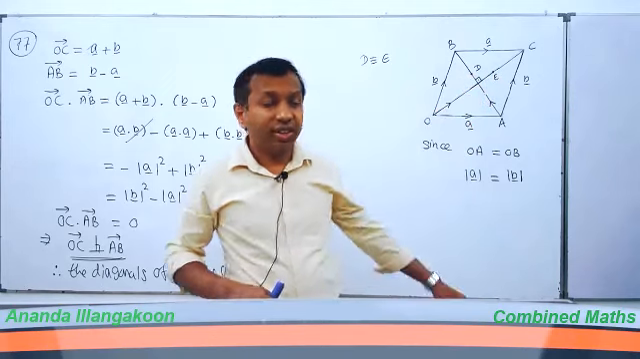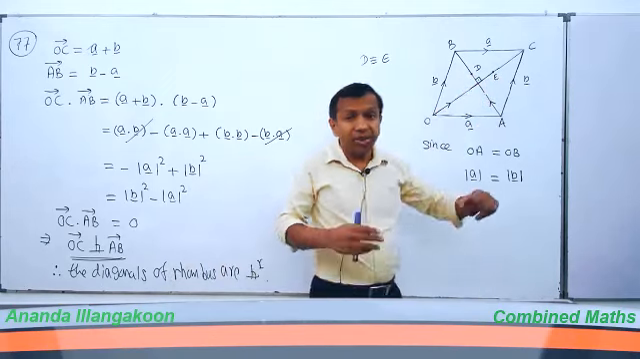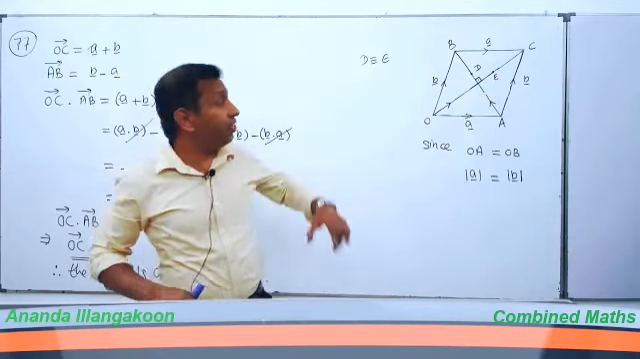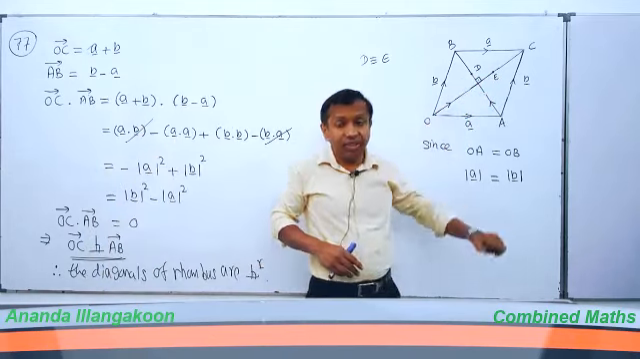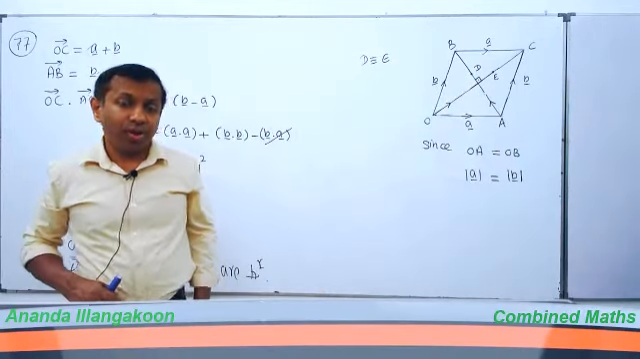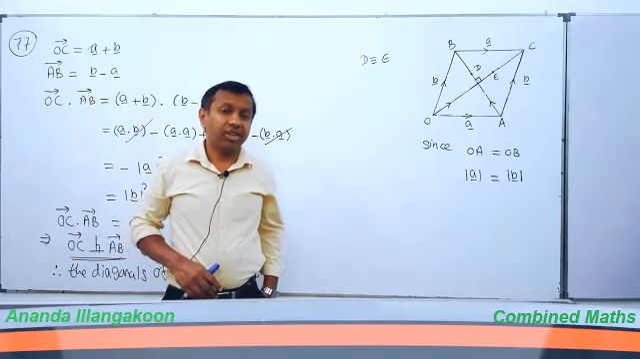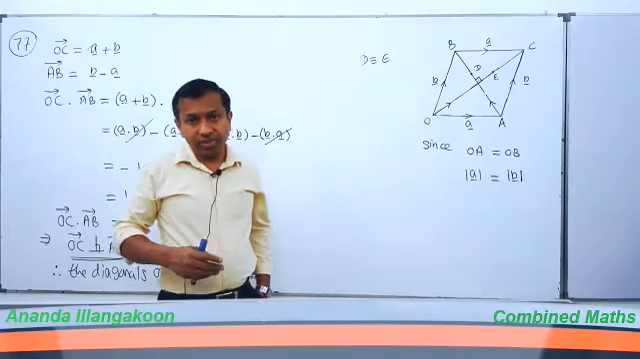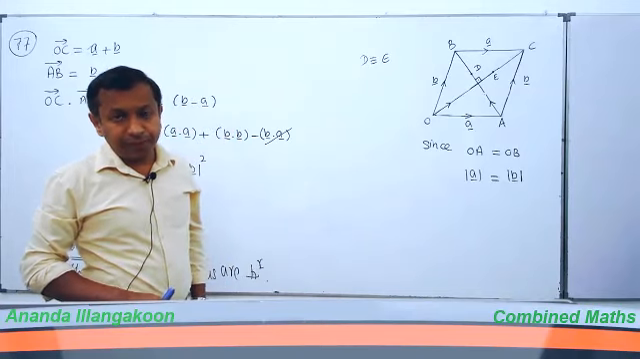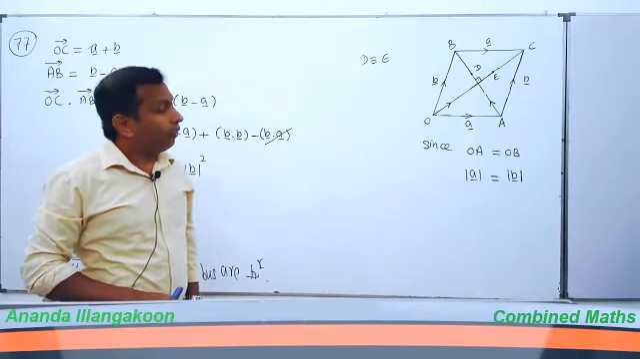That says what? This is the midpoint of AB and OC both. That means this intersection point bisects the diagonals of each other. Since earlier we have proved this angle as 90, people, the diagonals of a rhombus bisect each other at right angles. That's how we complete the proof. Understood, people? Yeah.